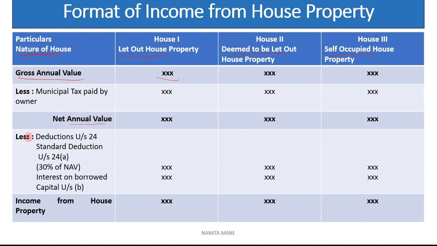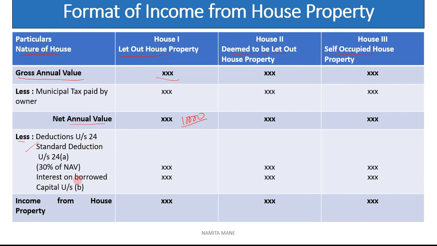So this standard deduction you have to deduct. The first standard deduction is under section 24A, that means 30% of NAV, net annual value, you will deduct. So suppose if 10,000 is the net annual value, then on this 10,000 you have to calculate 30% and deduct it under section 24.